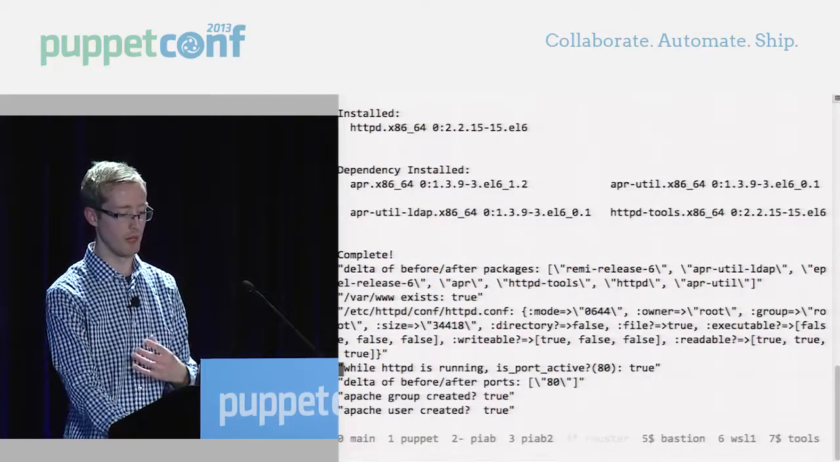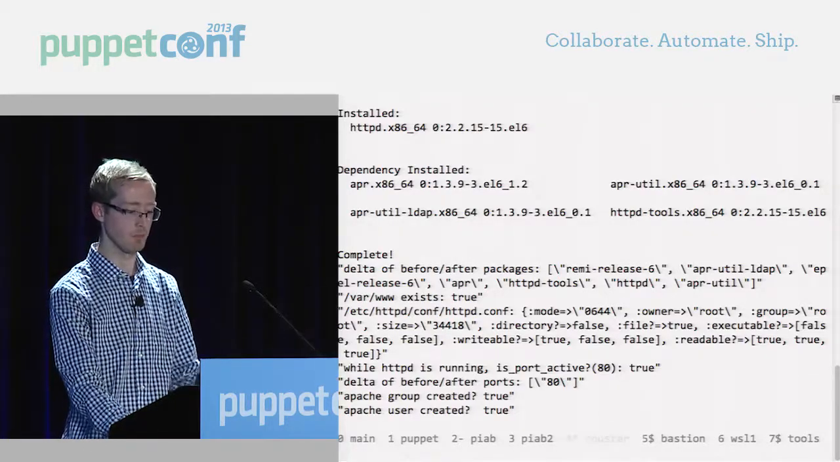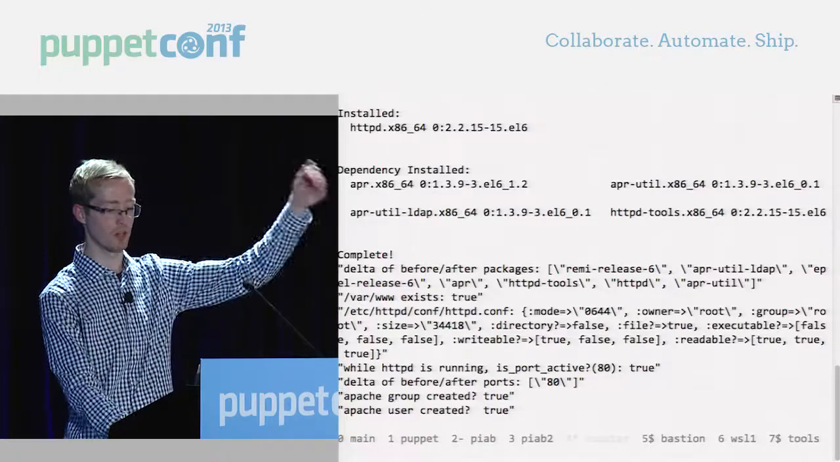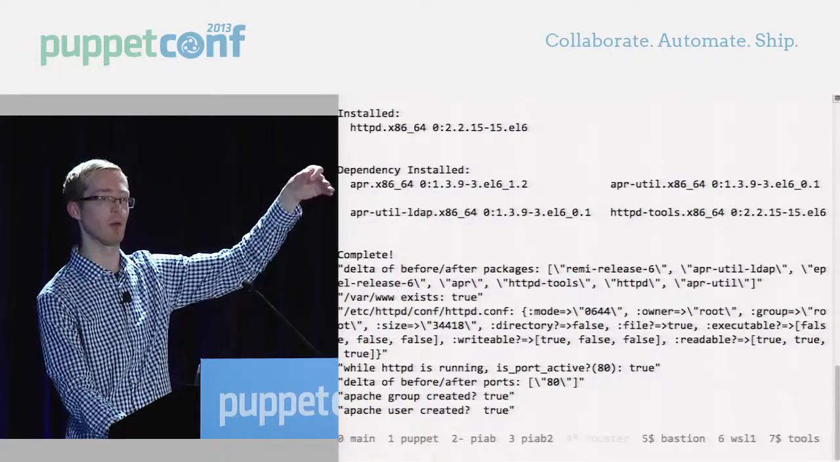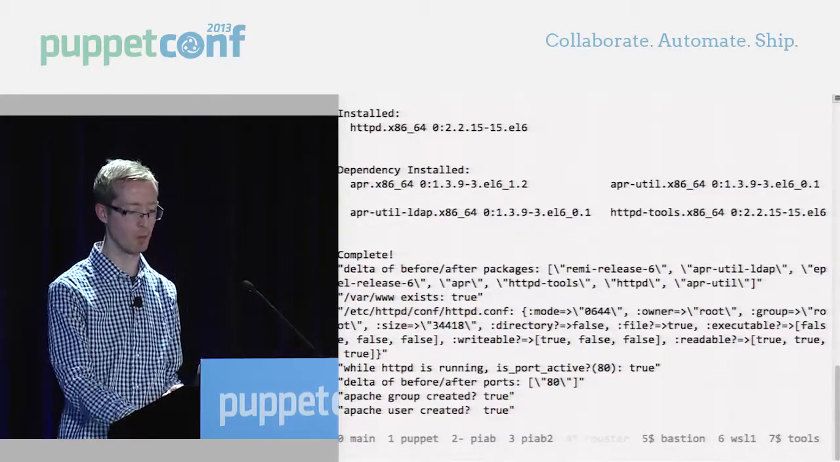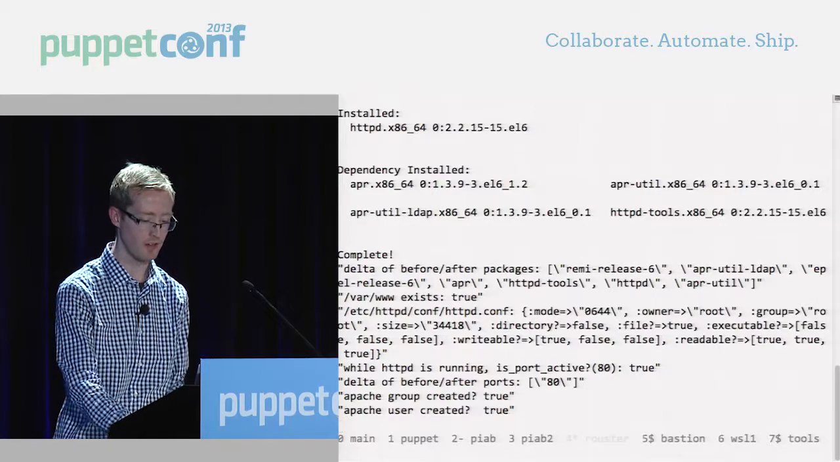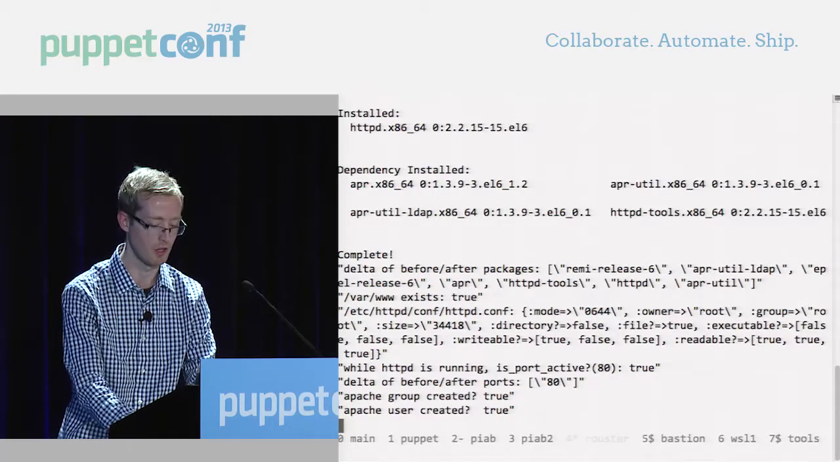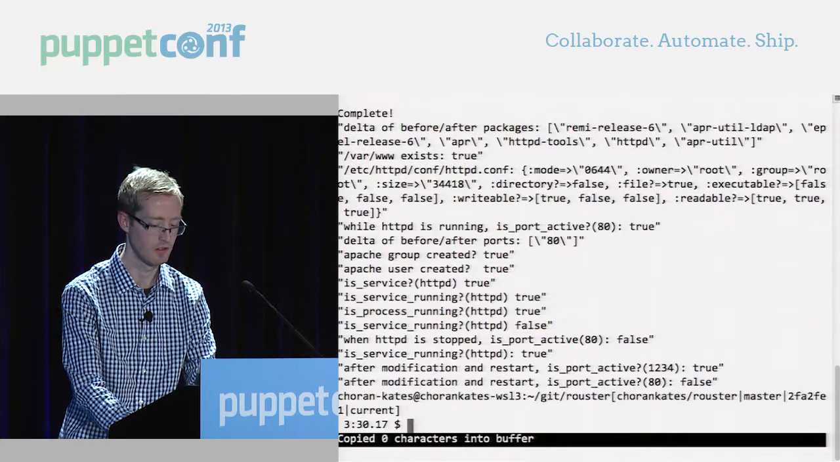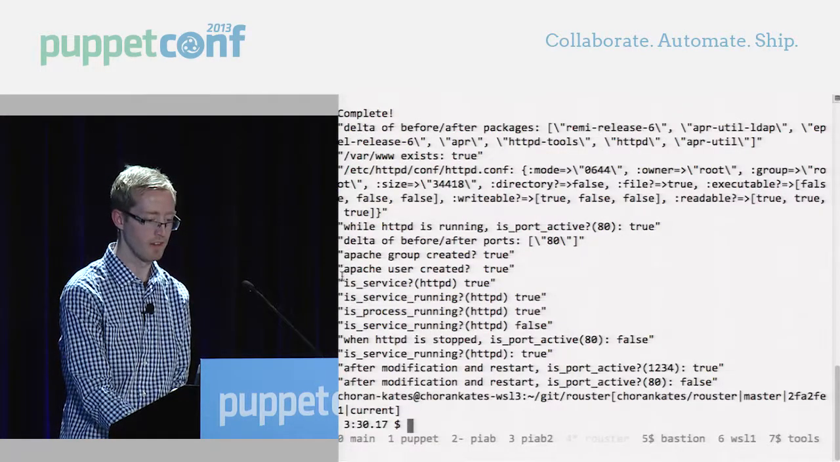We can see that when HTTPD is running without any modifications, it's running on port 80. Before we installed HTTPD, we checked to see what ports were open, and after the fact, we can now see that 80 is the only port that changed. We can see that the Apache user and group were created. This is going to blow up, I'm sorry.